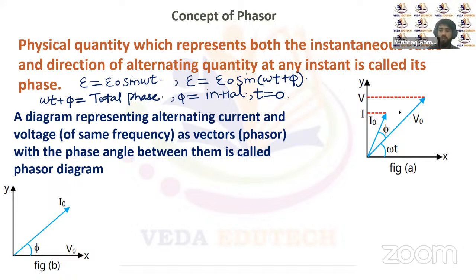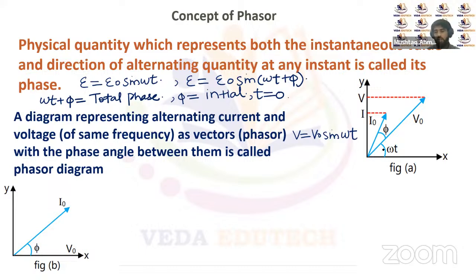You can see here we have two vectors, I naught vector and V naught vector. These are the phasors: this is the phasor for current and this is the phasor for voltage. Let's suppose the voltage is V equal to V naught sine of omega t. It means the vector will make an angle of omega t with the x-axis. The length of this phasor, V naught, represents the maximum value of the quantity.